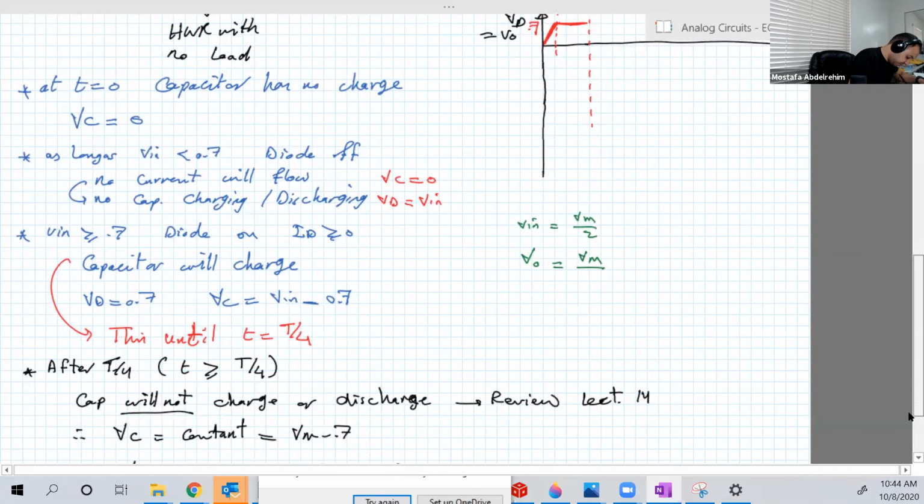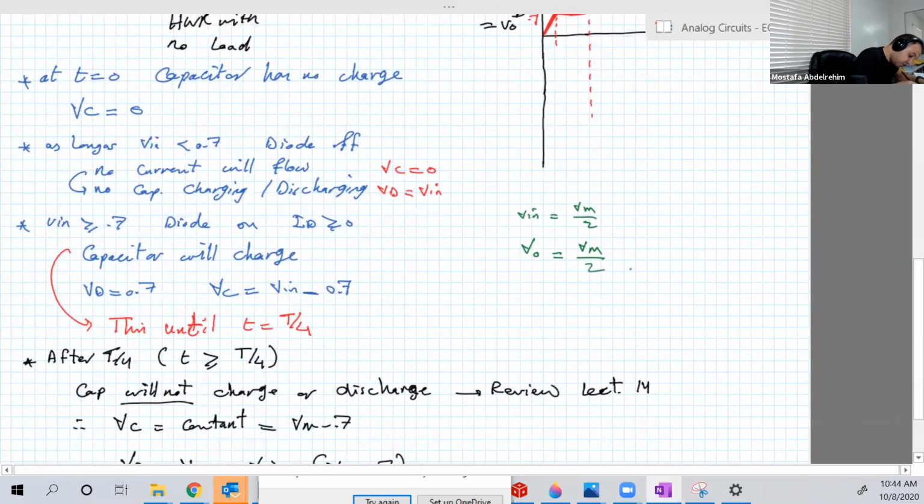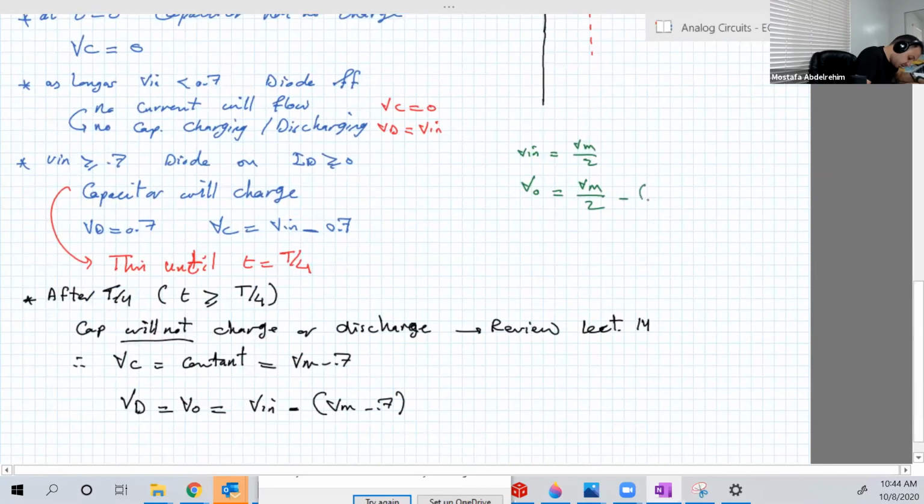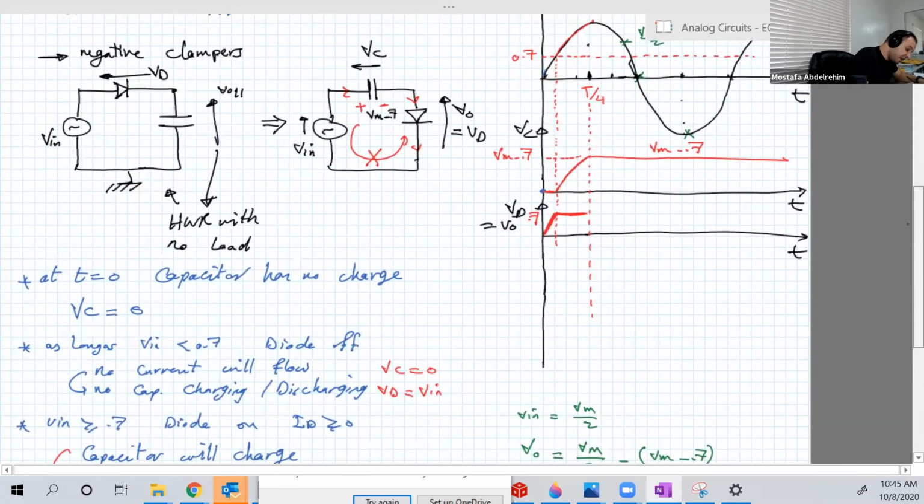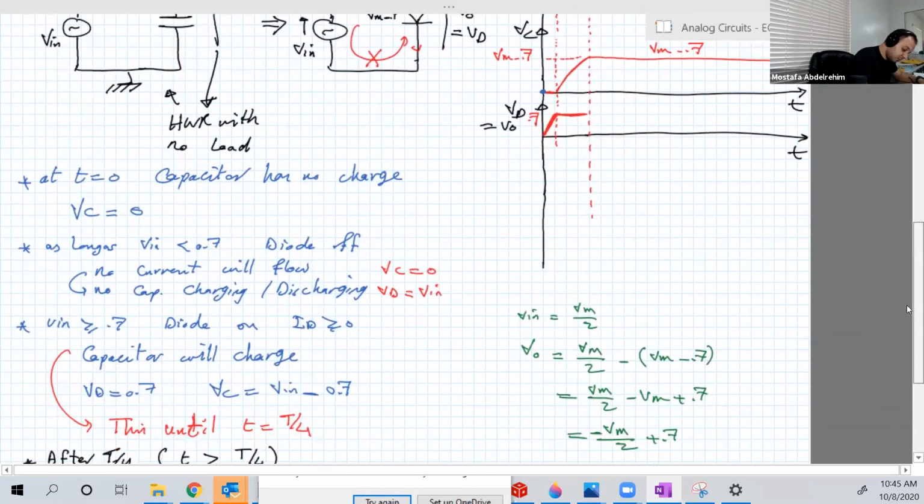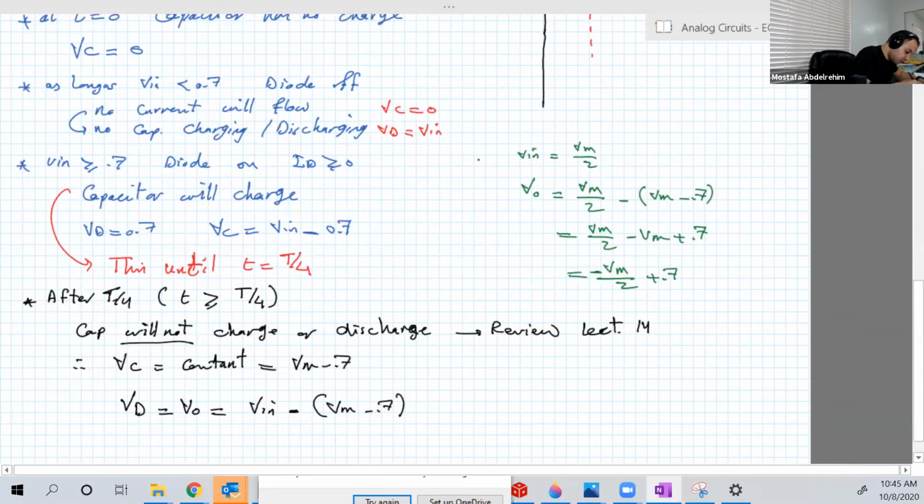Yes, Vmax over 2 minus Vmax minus 0.7. So Vmax over 2 minus Vmax plus 0.7. So this will be Vmax minus Vmax over 2 plus 0.7. Okay, this is point 1. What's happening if V input is equal to 0? This is number 1. Number 2, when V input is equal to 0, VO is equal to 0 minus Vmax plus 0.7. Good.